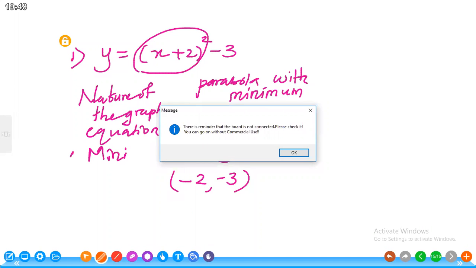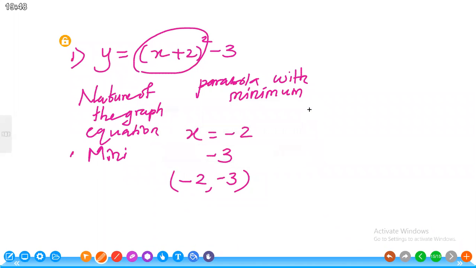That's all. Consider the equation y equals (x plus 2) all squared minus 3. The nature of the graph is a parabola with a minimum because the coefficient of x squared is positive. So the equation of the axis of symmetry using this part is x equals negative b. When converted to the form y equals (x plus b) all squared plus c, the equation of the axis of symmetry is given as x equals negative b. So here negative b is negative 2. And the minimum value is represented by c in the table. So here c is negative 3. So the coordinates of the turning point are negative 2, negative 3.